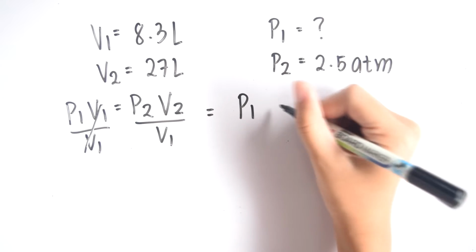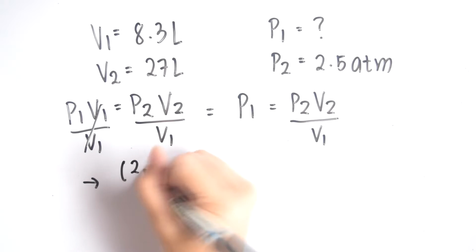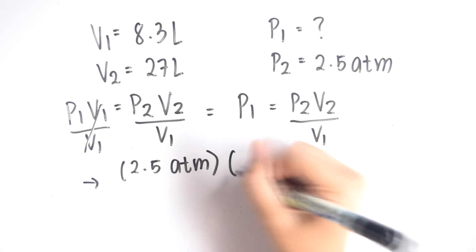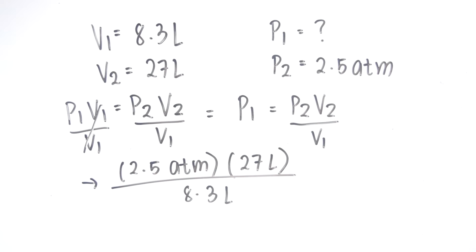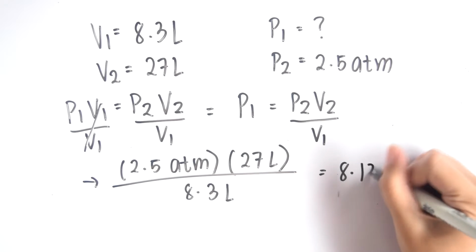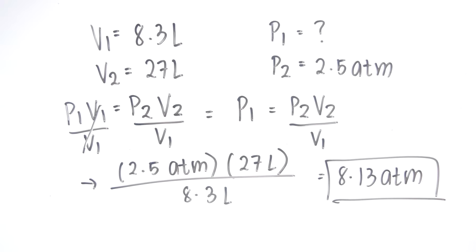Since we're looking for P1, which is the value of our initial pressure, we divide both sides by V1, so we're going to arrive at the formula of P1 is equal to P2V2 over V1. Let's substitute. So we're going to have 2.5 atmosphere times 27 liters all over 8.3 liters. The unit liters will be cancelled out, and the only remaining unit is atmosphere, which is the unit that we use for pressure. Your answer should be 8.13 atmosphere, and that's the value of our initial pressure.